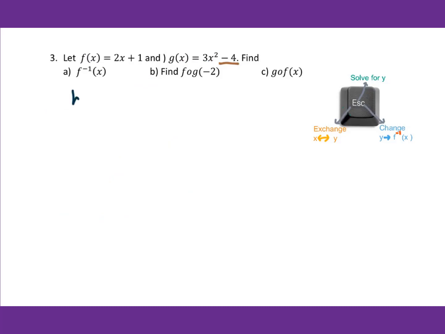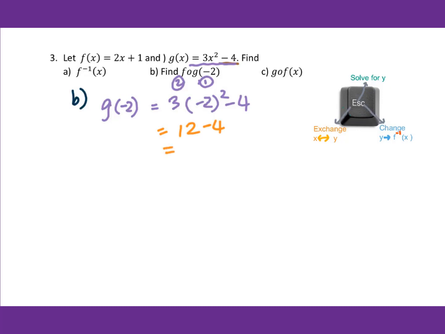Now for b, find f of g of negative 2. For a composite function, remember, inside first. Therefore, this is the first step, this is the second step. We're working on g of negative 2 first. All x turn into negative 2 for the g function here. So we get 3 times negative 2 squared minus 4. Then we get 3 times 4, that is 12, minus 4 equals 8.